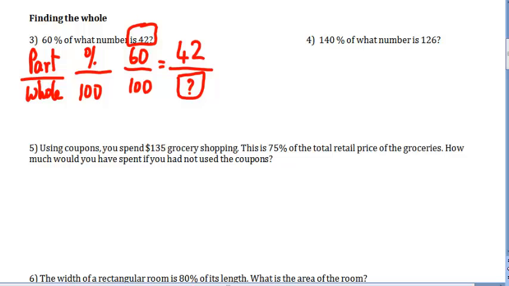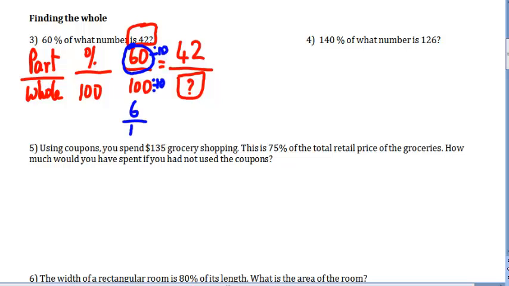Okay, now let's figure it out. I know that there is no multiple of 60 in 42, but I also know that 6 has a multiple of 42. So how can I make this into a 6? I'm going to divide it by 10. If I do that, I'm going to divide this by 10.